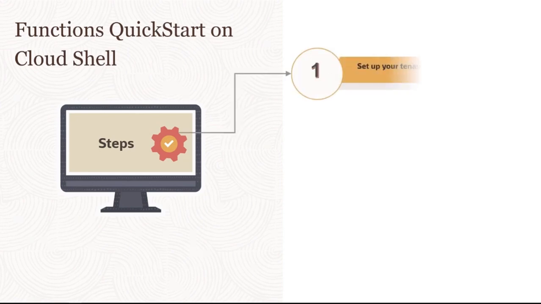As part of the first step, you'll have to set up your tenancy. While setting up your tenancy, you must ensure that you have suitable users and groups. You must also ensure that you have the right compartments, VCNs, and subnets. And finally, you must create policy for group and service. So let's switch to the OCI console and see all of these in action.